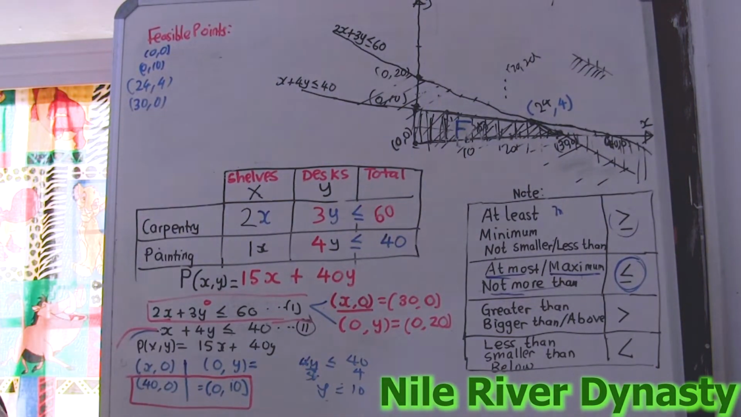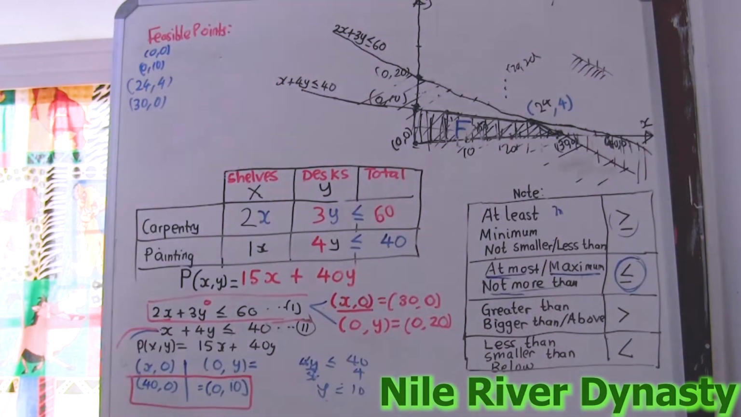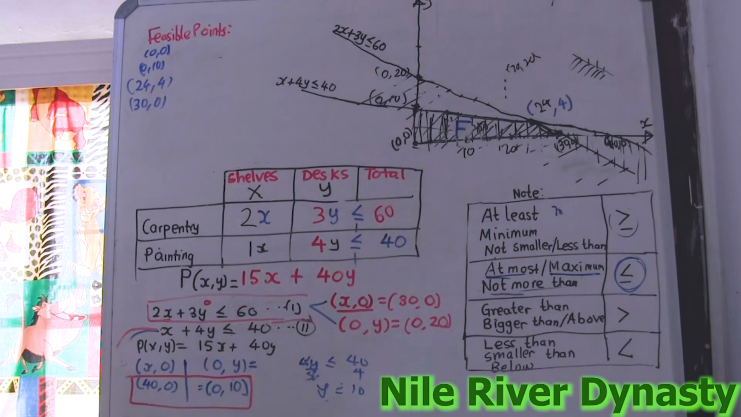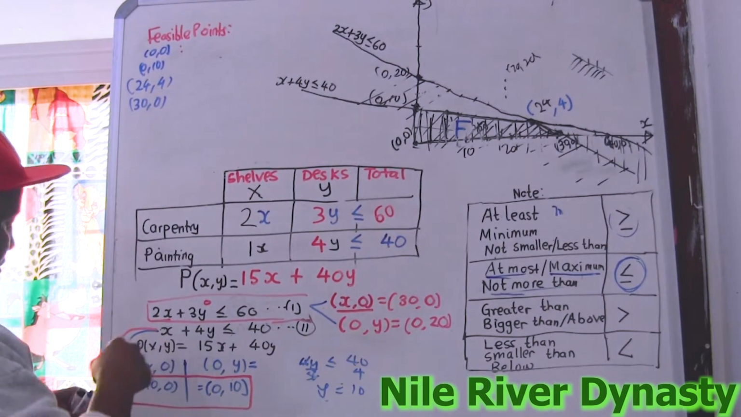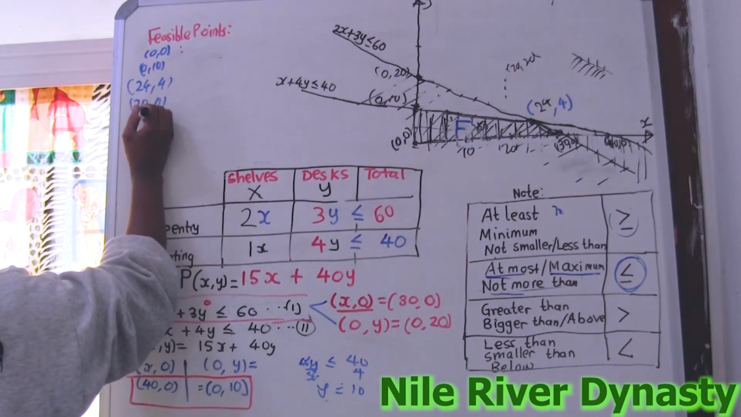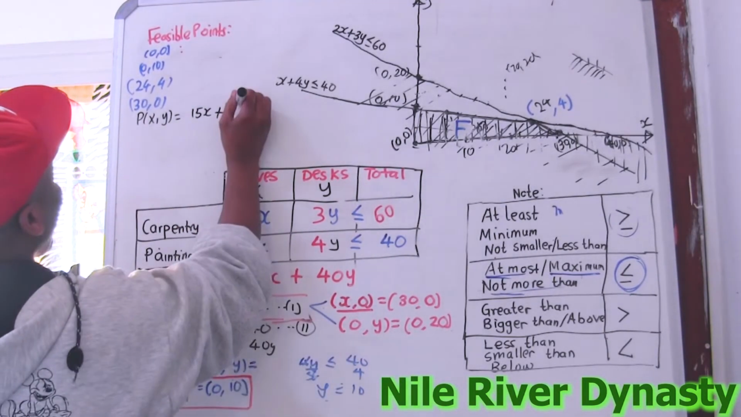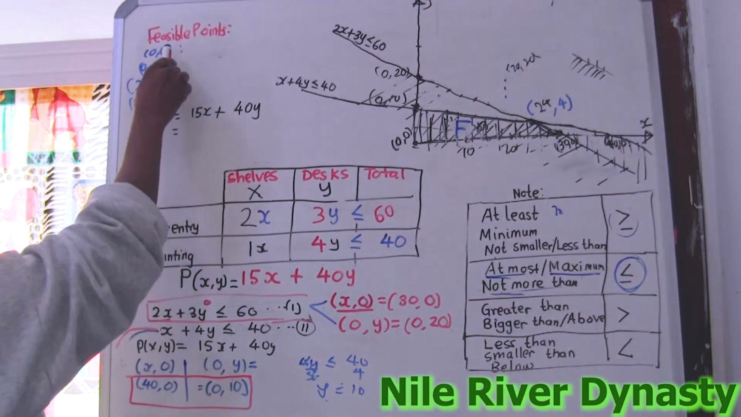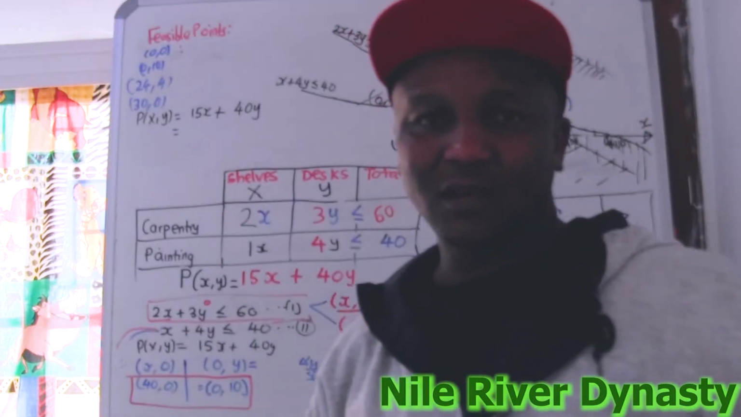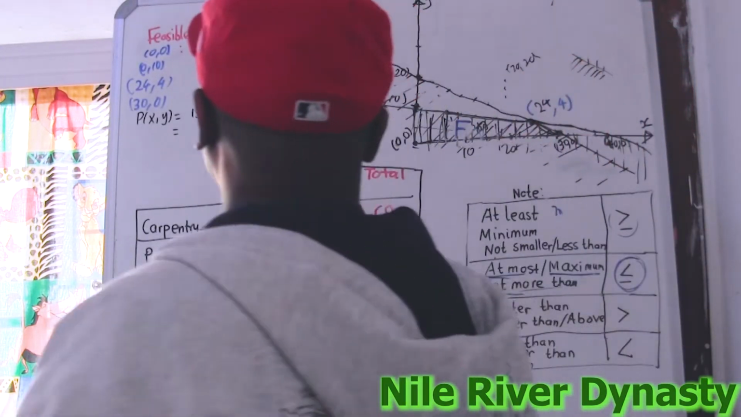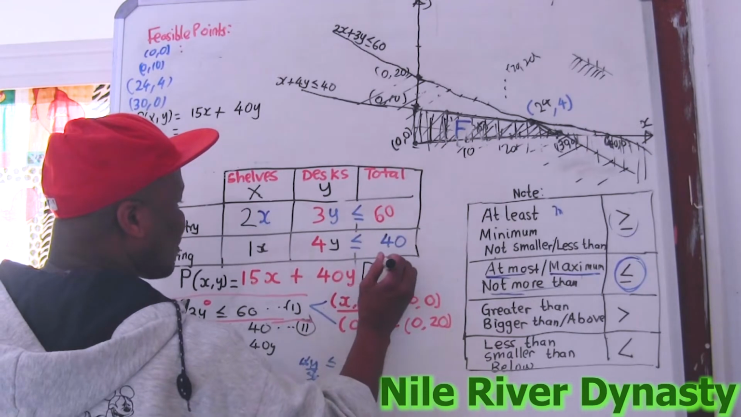So what I'm going to do, according to the question, if you read carefully from the beginning, it asks which corner is going to give us the maximum profit. So now is the time to use the profit function and see which is going to give us the maximum. What is the profit function? It is this one: P(x, y) equals 15x plus 40y. Now I'm going to test each one to see which is going to maximize the profit. Sometimes we call the profit function the objective function, because it is there for the objective. So sometimes they call it the objective function.